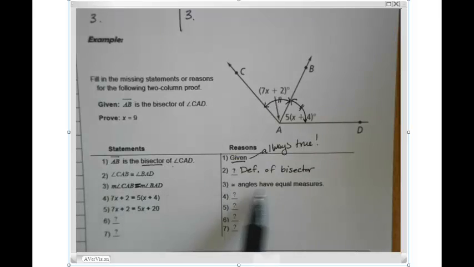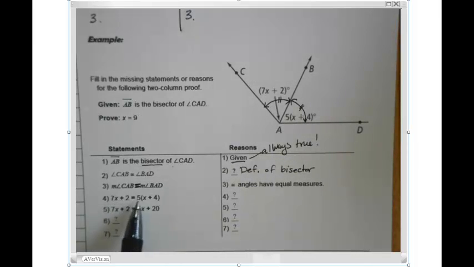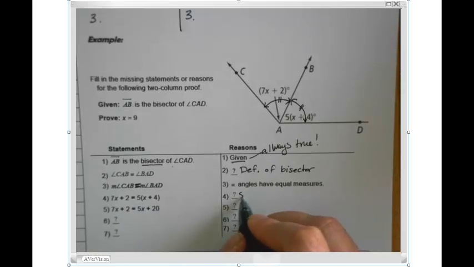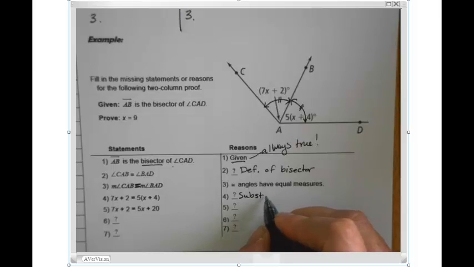Sometimes you would leave this line out and go straight to the next line. 7x plus 2 is equal to 5 times the quantity of x plus 4. How do we know that? Well, we've solved these kinds of equations before. We've taken the expressions in the picture and basically put them into the relationship we just said, that the measures are equal. So that's a substitution. We made a replacement. Instead of talking about the angles themselves, we're talking about the measures now. We're substituting the values in.